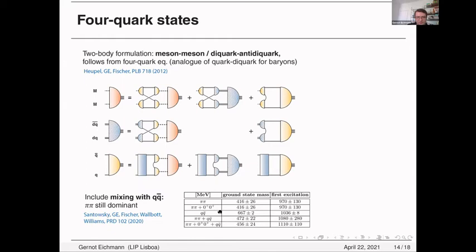Adding the diquarks doesn't change that. The QQ bar alone in rainbow ladder comes out at around 670 MeV. And if it's back coupled, then it just changes the pi mass by a little bit. So it goes up to 450 MeV. So the original assumption was good. The light scalar mesons seem to be really dominated by meson-meson components.